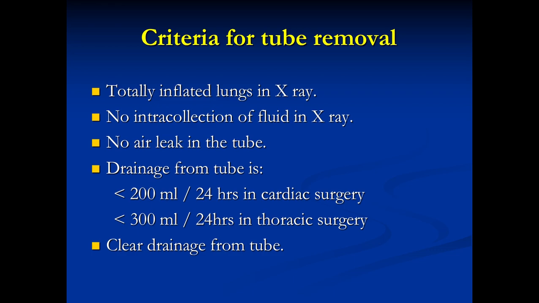It's not blood, because if it's blood, 200 ml of blood in 24 hours, we have to wait with the chest tube. Okay, if there is only serous or serosanguinous drainage, you can remove it if it's less than 200 ml per 24 hours in cardiac surgeries, or if it's less than 300 ml per 24 hours in thoracic surgeries. Clear drainage from the tube is one of the most important criteria. You cannot remove the tube with turbid drainage, because that means that infection started to occur. You must not remove the tube with turbid drainage.